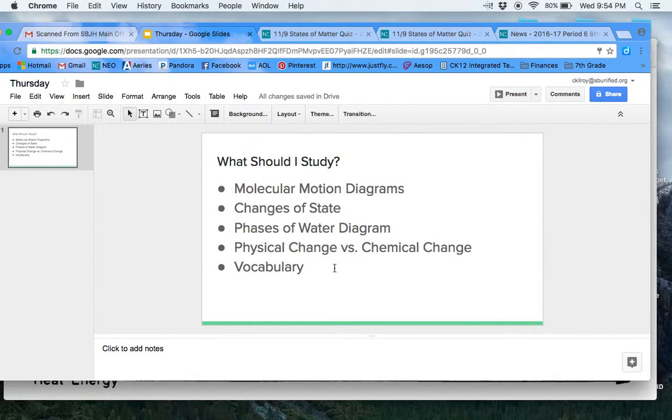You also need to know the differences between physical change and chemical change. Those are also in your notes, and we've been talking about that for a bit. And then you also need to know your vocabulary.